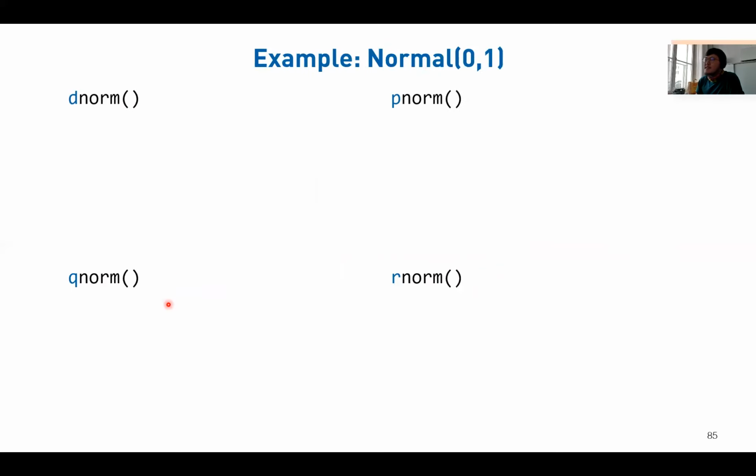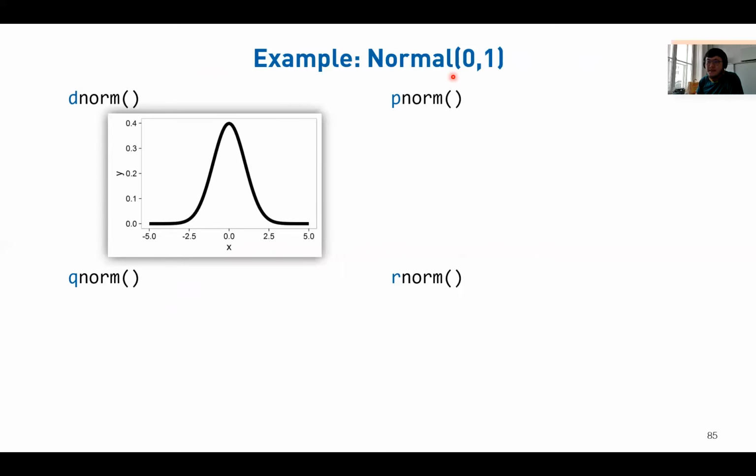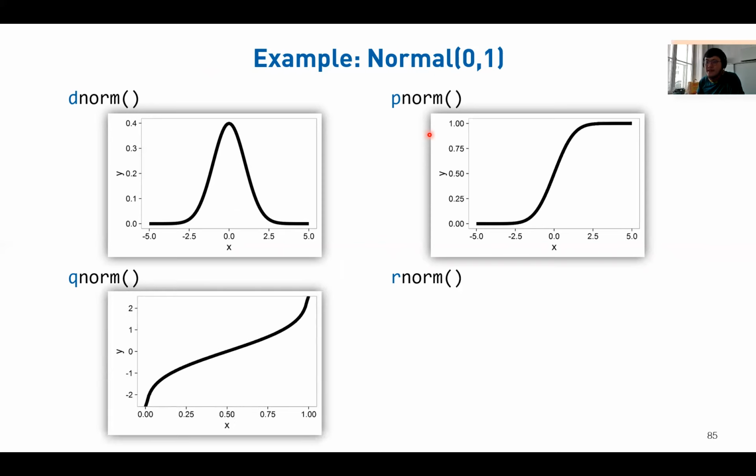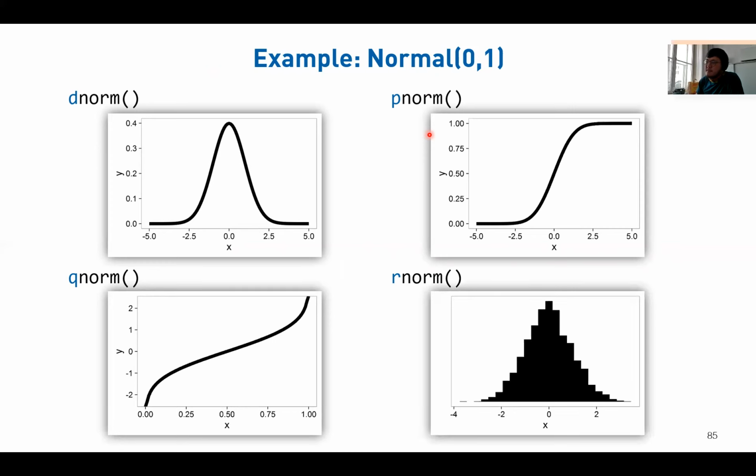Good. In this example, I show the plot of a standard normal distribution, the 0, 1 case. dnorm like this, that's the PDF, the probability density function. Here is the cumulative distribution function, the CDF. This one is the qnorm, the quantile. And the last one is 1,000 numbers randomly generated from the standard normal distribution, and then I plot the histogram. It shouldn't be surprising that this shape is pretty much the same as the theoretical distribution, the PDF.